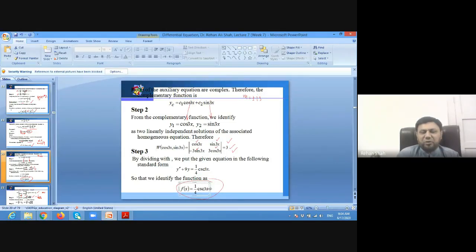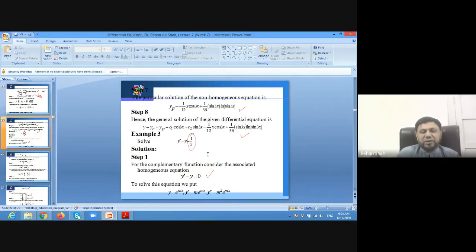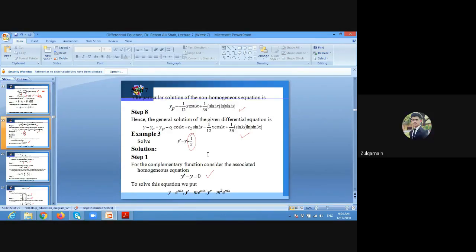Now in step 4, what is your f of x? F of x is 1 over 4 cosecant 3x. So this is your w1, this is your w2. You then divide w1 by w and integrate it. You will get u1 and u2. So it's clear? Yes, sir, clear.